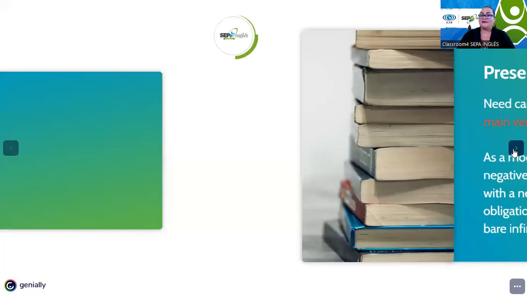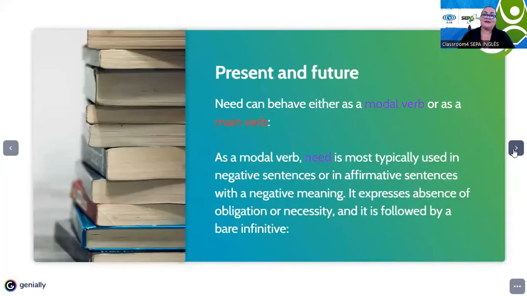Need, necesitar, necesito, necesitas. Present and future. Need can behave either as a modal verb or as a main verb. As a modal verb, need is most typically used in negative sentences or in affirmative sentences with a negative meaning. It expresses absence of obligation, of necessity, and it is followed by a bare infinitive.